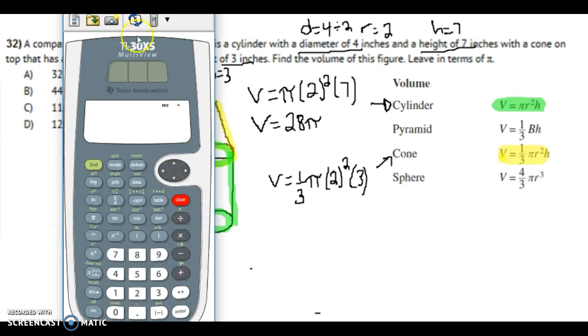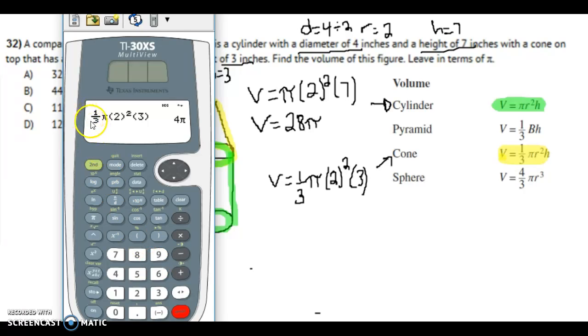If you have a TI-30XS calculator, you can type it in exactly how it looks. 1/3. I'm going to show you how to do it as well if you don't have a calculator like this. But let me strongly encourage you to get one because you can use it on your milestone. Alright, so the volume of our cone is 4 pi.